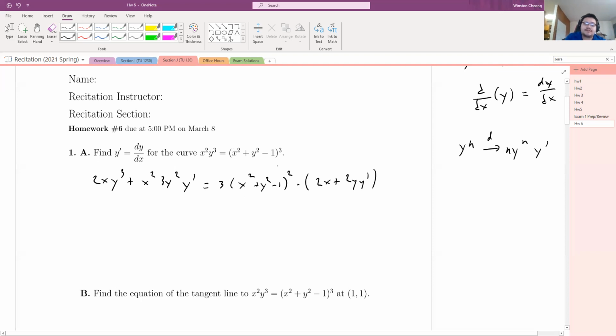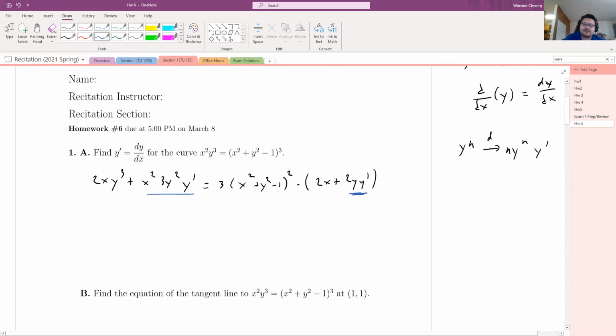The next thing is that we want to find y prime. We want to find this thing, so we're going to solve for y prime. I want to minimize the algebra I write down, so a lot of the algebra I'm going to end up doing mentally, but I'm going to talk you through it. If I look at which terms have a y prime, I see these two.